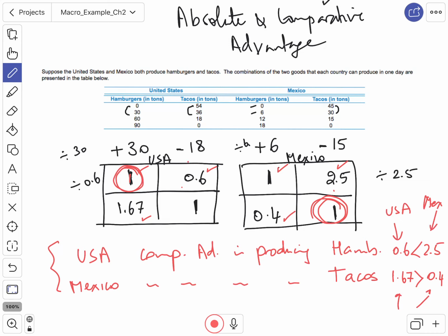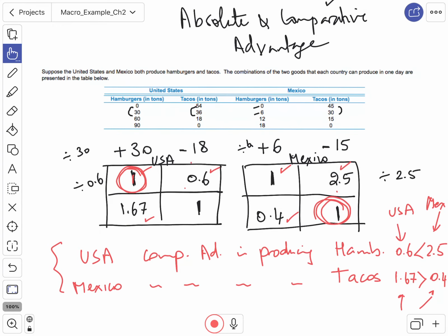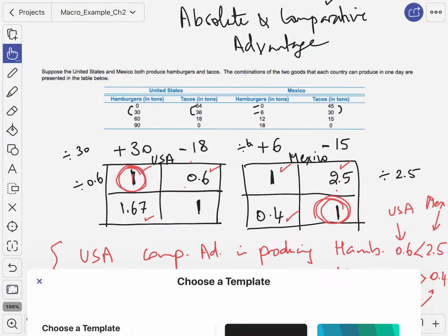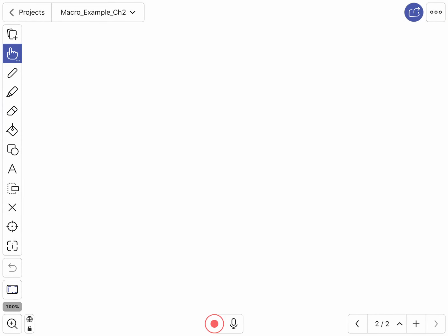All right, so let me keep this here. So the next thing is we want to see, usually the information given in a question will let you know what is the current production.